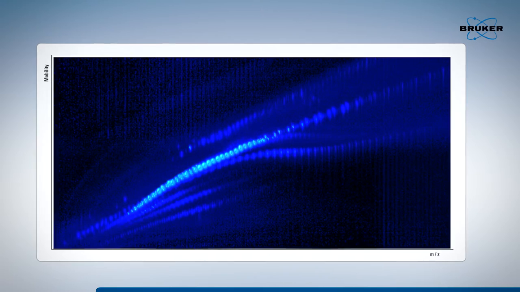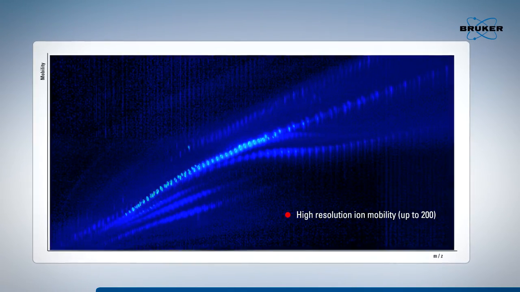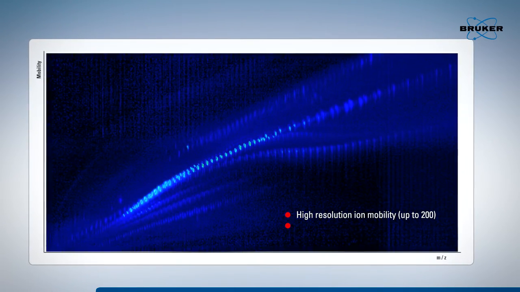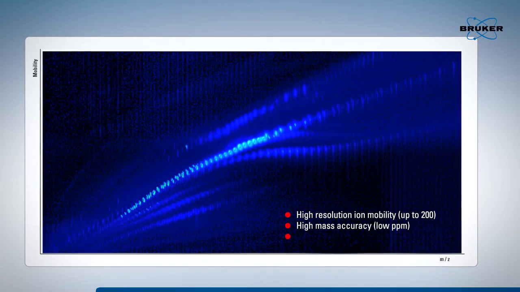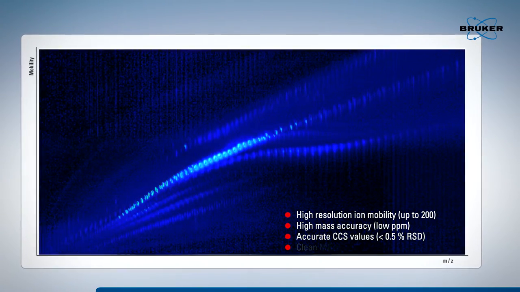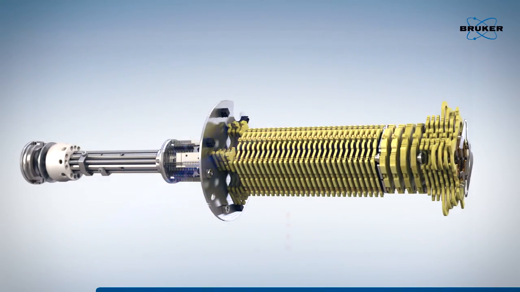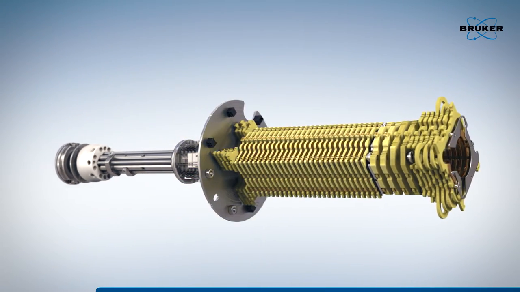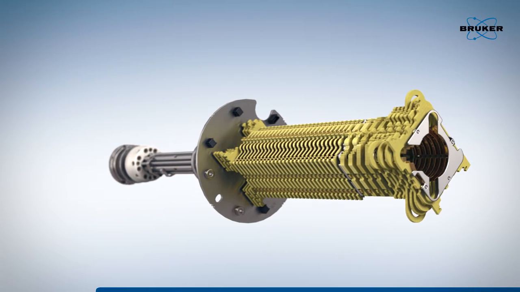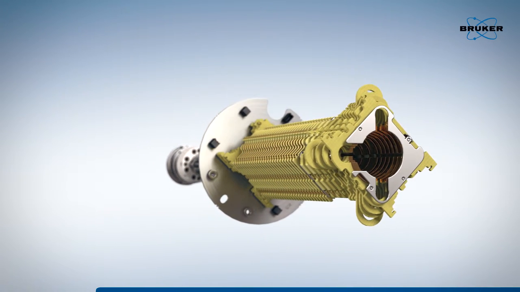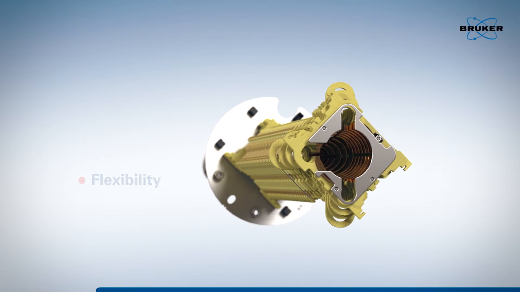In addition to high-resolution ion mobility, the timsTOF provides high mass accuracy. CCS values in combination with MS-MS fragmentation data offer maximum specificity. The instrument geometry provides direct correlation between the MS and MS-MS in the ion mobility dimension.